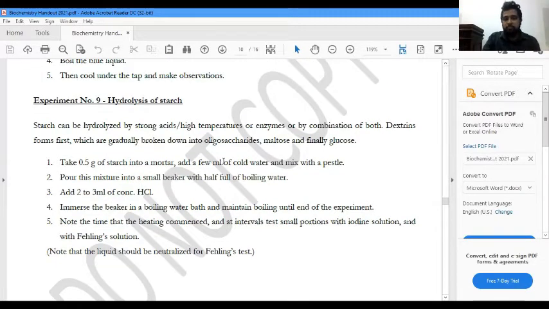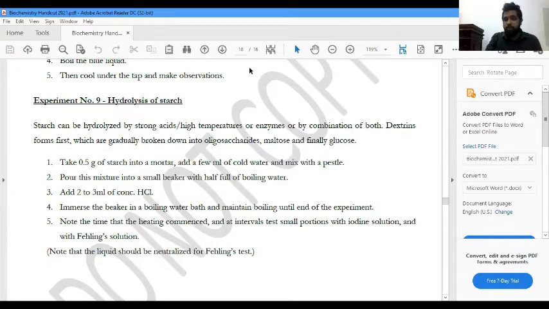Then we can observe the hydrolysis process. In the hydrolysis of starch, within a short period of time it will not produce glucose. It will break down into dextrins and then maltose and finally to glucose. Then that will take some time. So when the hydrolysis is proceeding, using the iodine test and Fehling test, we can observe the changes, I mean the products.